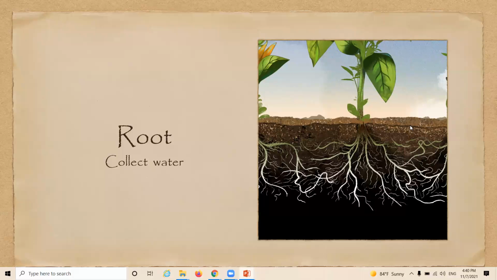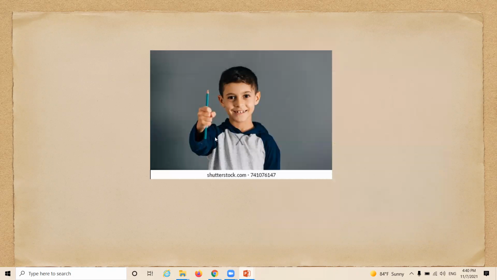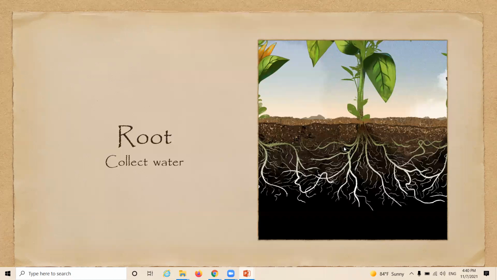So it collects water like a sponge, and holds the plant like this boy. Now the boy holds the pencil. Also the root holds the plant in the ground.